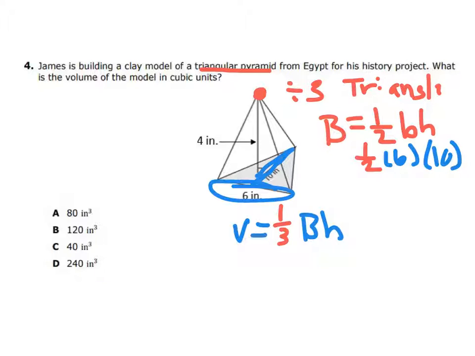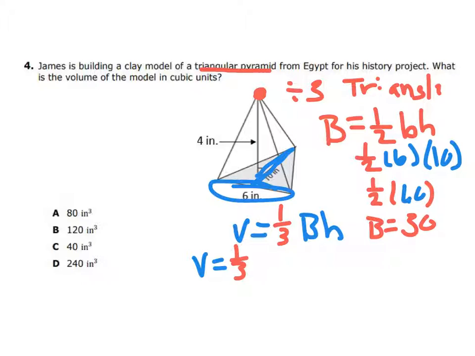So when I multiply and simplify, I get 1/2 times 6 times 10, which is going to give me 60. And then capital B is going to be half of 60, which is 30. So when I go back over here and plug into my equation, I get the volume is equal to 1/3 capital B, which we solved. So I'm going to take that and plug it in right here.